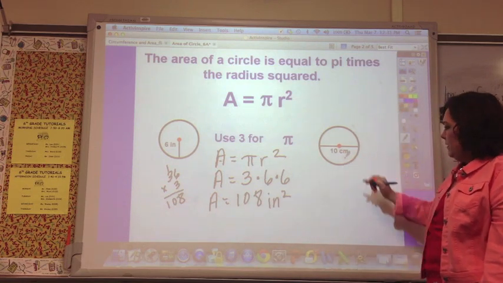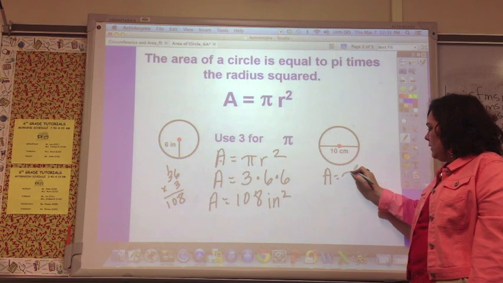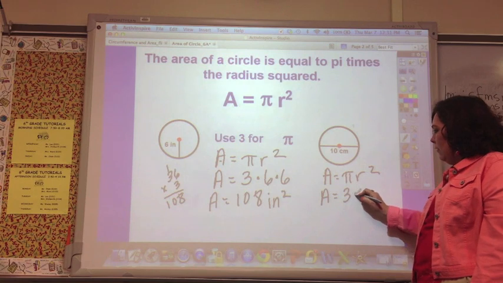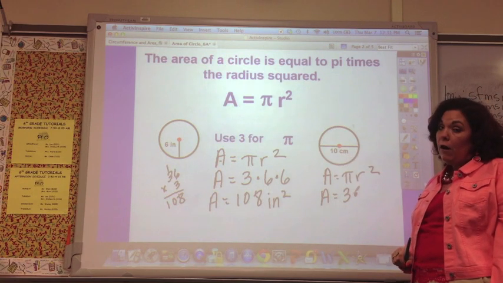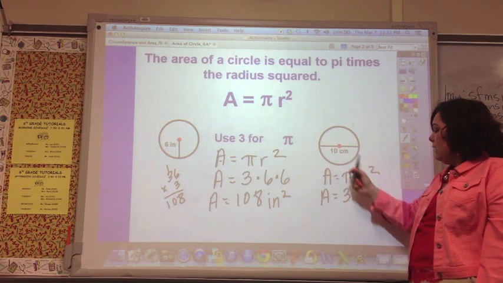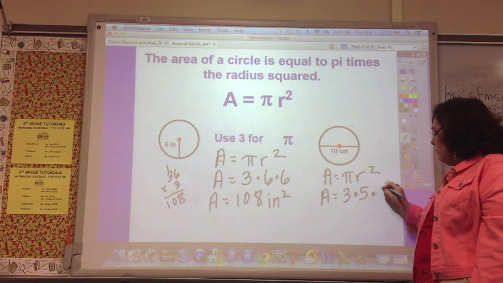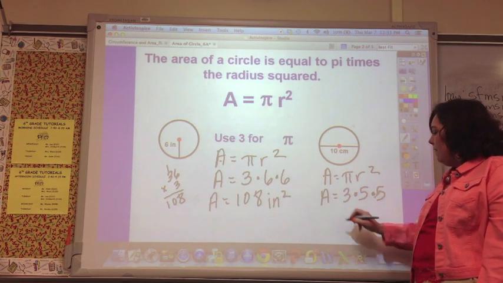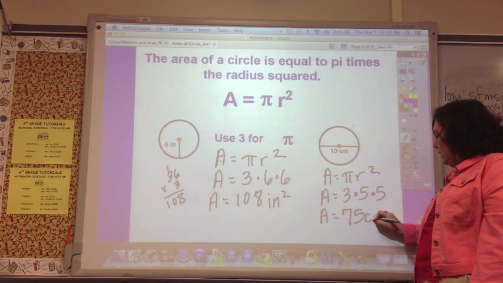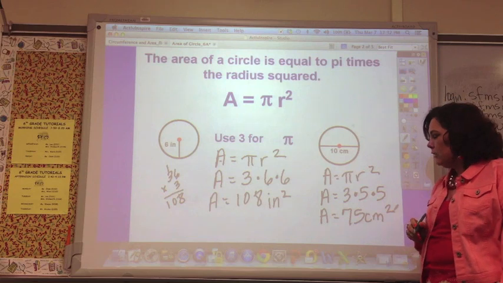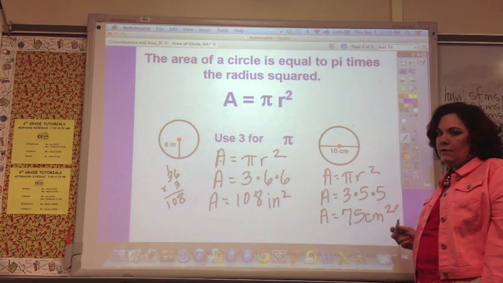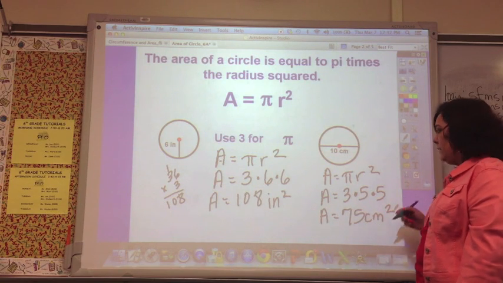And so this one, now our formula is area equals pi r squared. Area equals 3. Now, what's wrong with this picture? We don't have r. So we have to say, what is half of this diameter? And half the diameter is 5. So 5 times 5, that's r squared. So area equals 25 times 3, so 75, and it's centimeters squared. So think about what is the formula, what numbers do I need to have, and then do the multiplication and write the answers with the units.